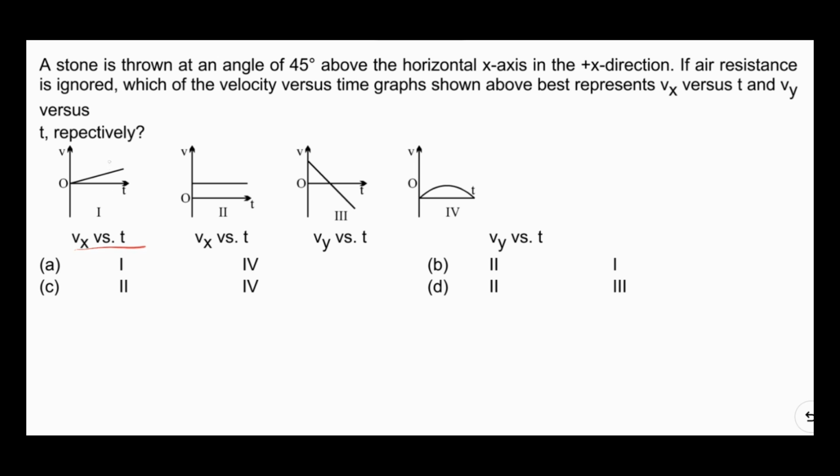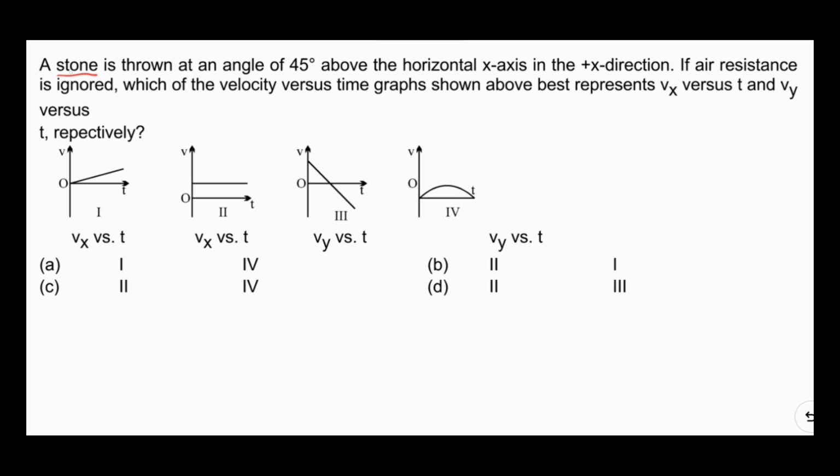Here it is written that the first and second are probable Vx versus t graphs, and the third and fourth are probable Vy versus t graphs. We need to choose which graph of Vx versus t is correct and which graph for Vy versus t is correct.